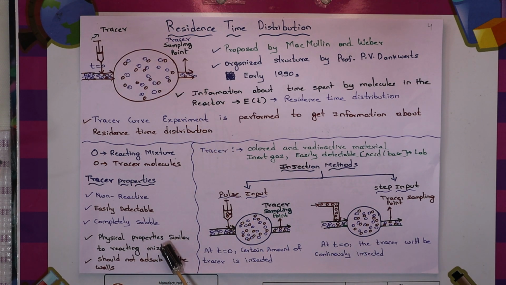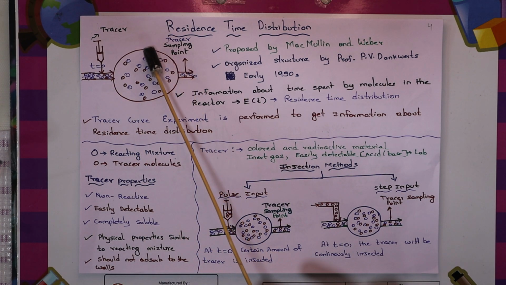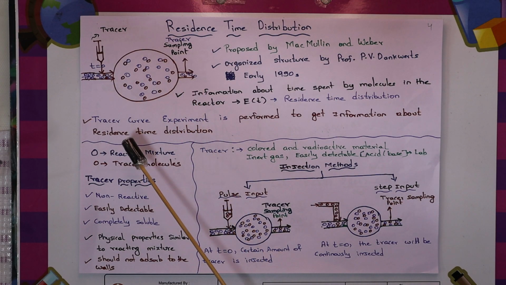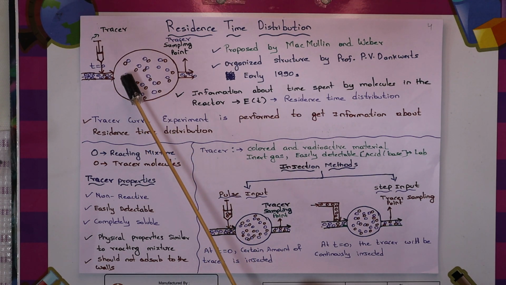Physical properties, that means densities and viscosities, should be similar to those of the reactant molecules, and it should not adsorb to the walls. If tracer molecules get adsorbed on the walls, you cannot detect them at the outlet. That means some tracer will remain in the reactor for the remaining period of time, so you cannot detect it. So it should not stick to the walls.